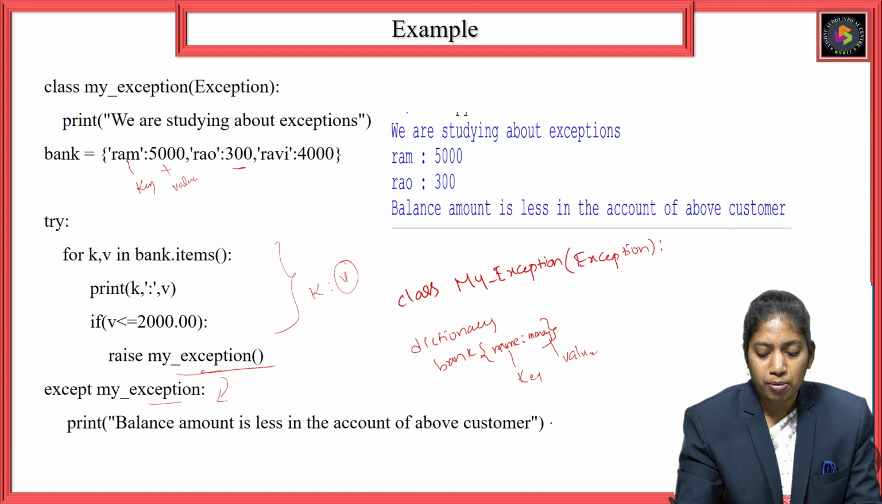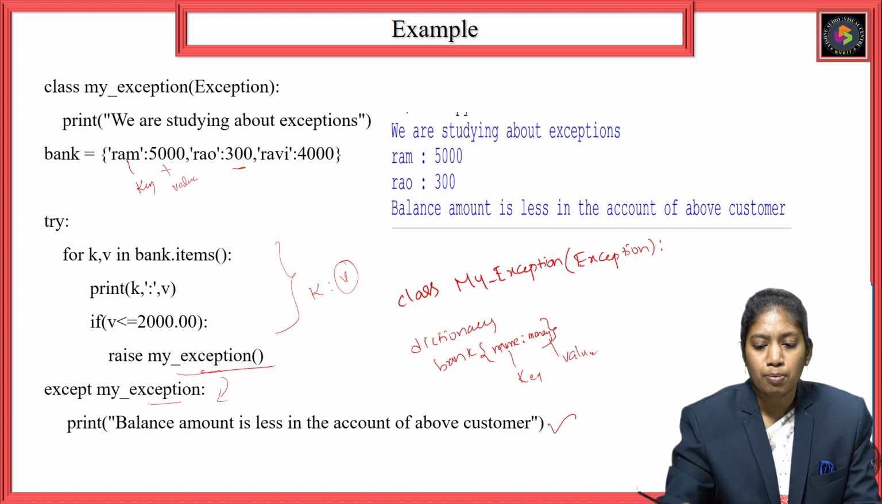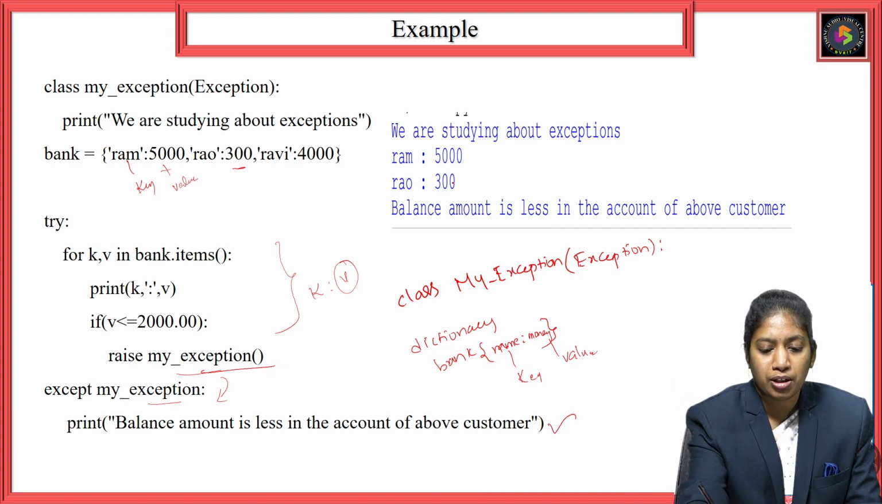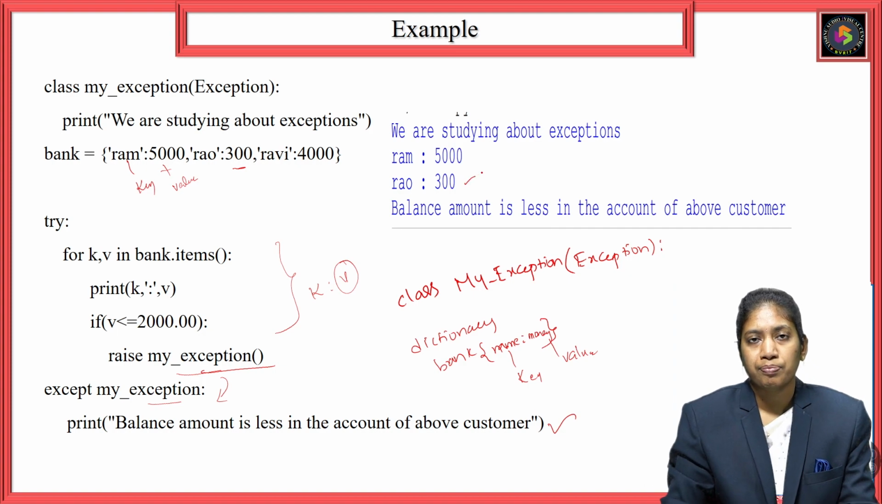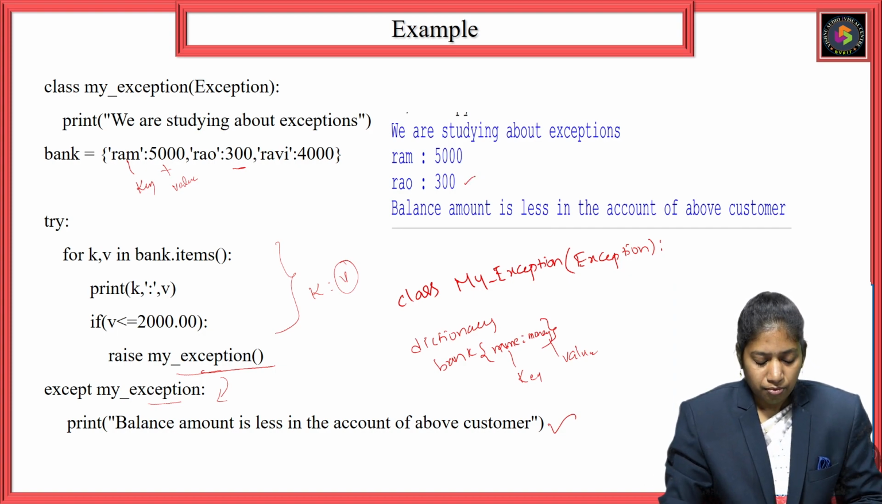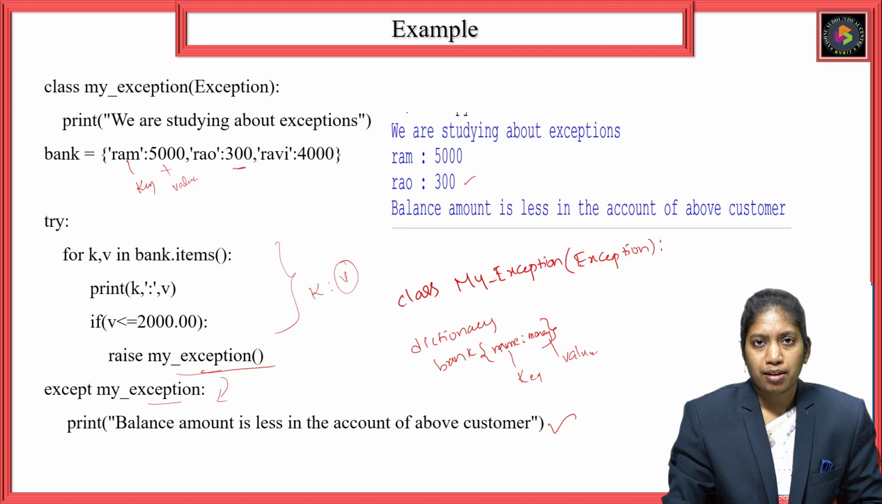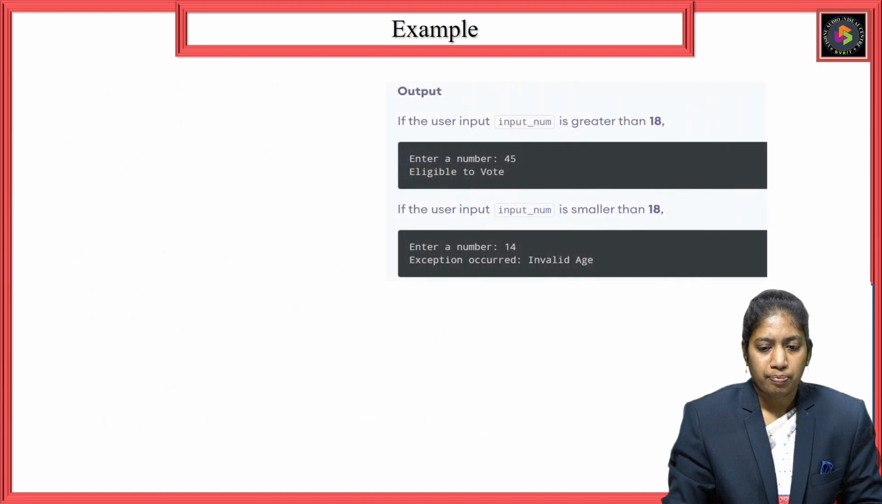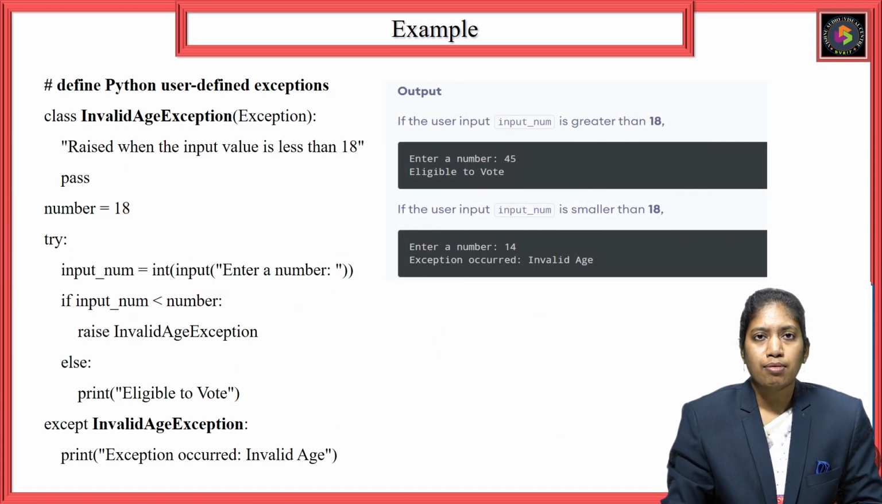It is printing some information to the user. So that information will be printed on the console: balance amount is less in the account of above customer. Above customer is a 300. So in the except class, we catch the exceptions, as well as we write some information to print to the user. So this is another example for defining user defined exceptions.